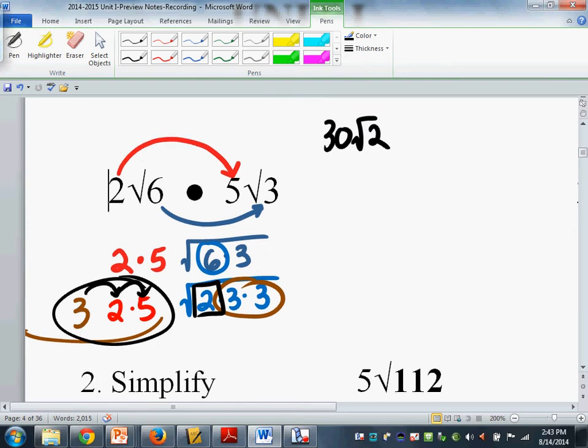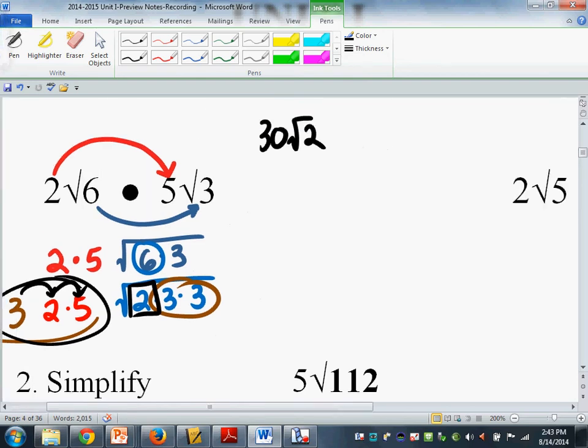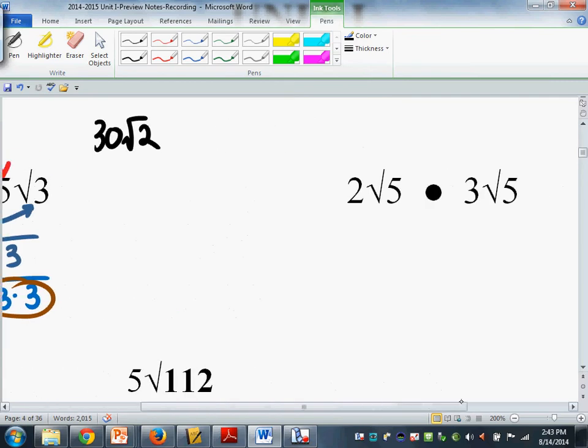So I want you to take about 30 seconds and do the one on the right on your own. Take a shot at this one on your own.